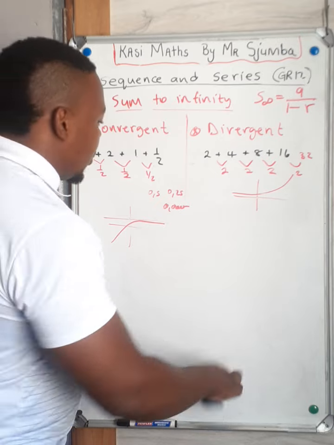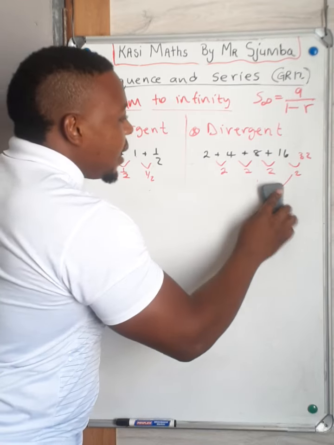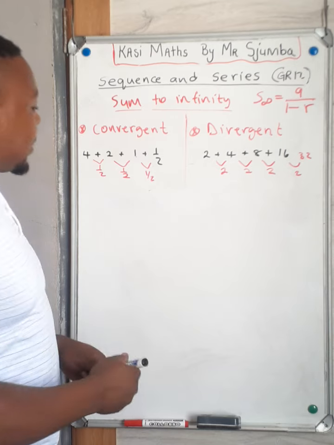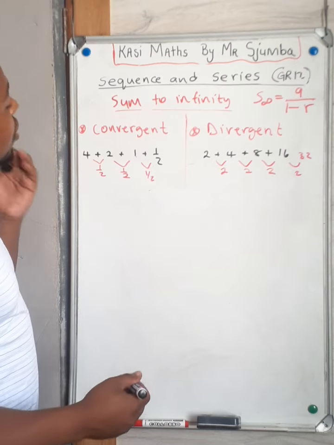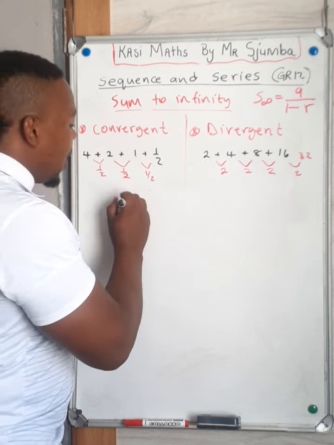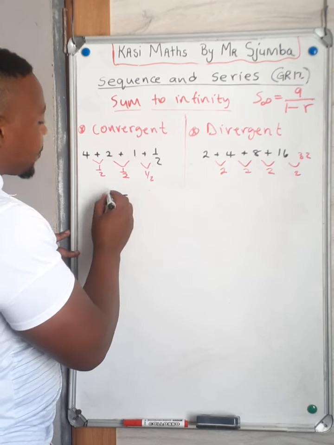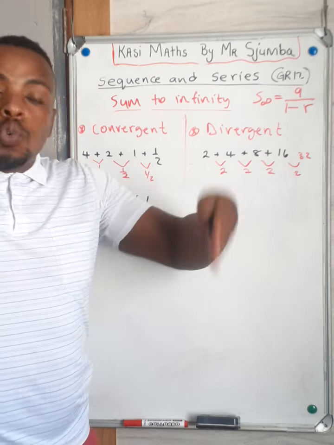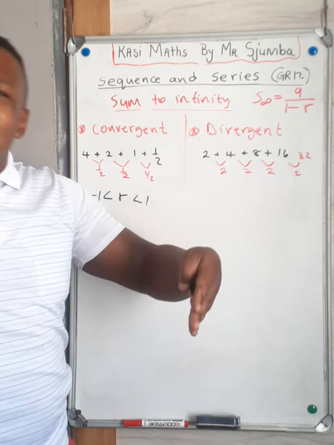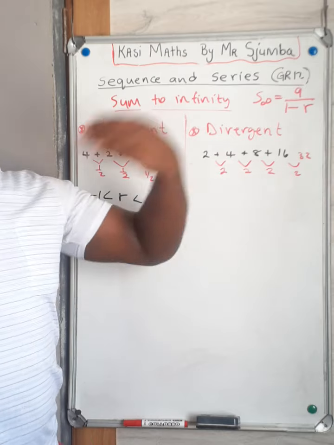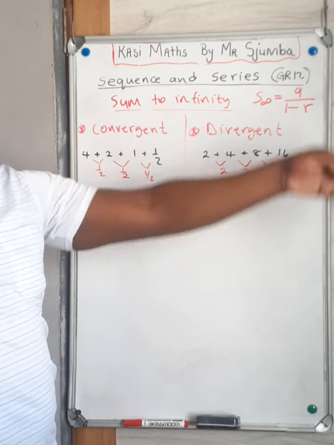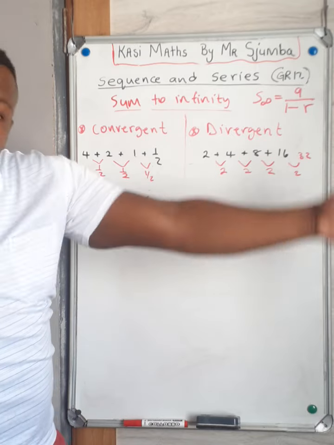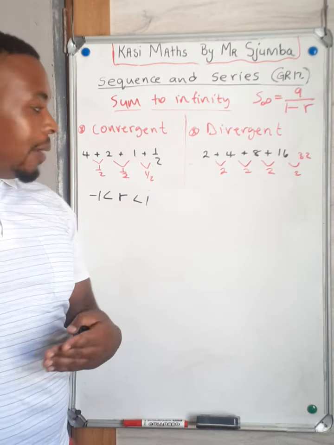So now we say, see the graph, a series is convergent if the value of r, which is the common ratio, is greater than minus 1 and less than 1. Meaning that it's between minus 1 and 1. It can be 0.8, 0.9, 0.5, negative 0.5, negative 0.8, and so on.